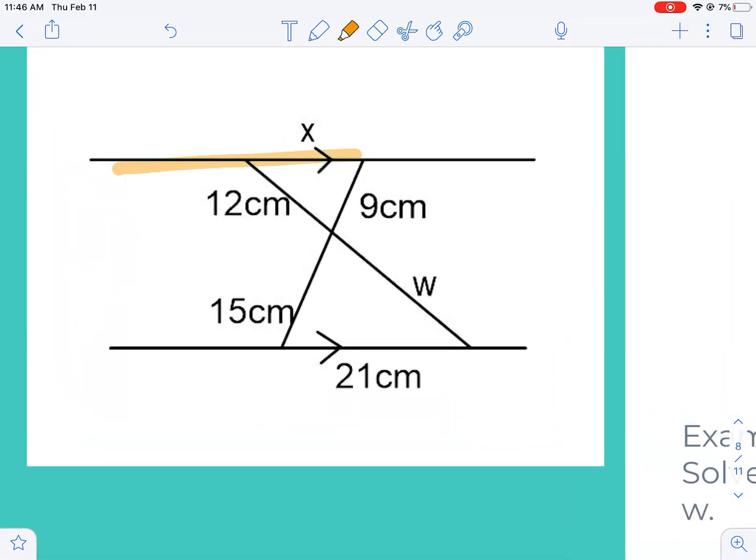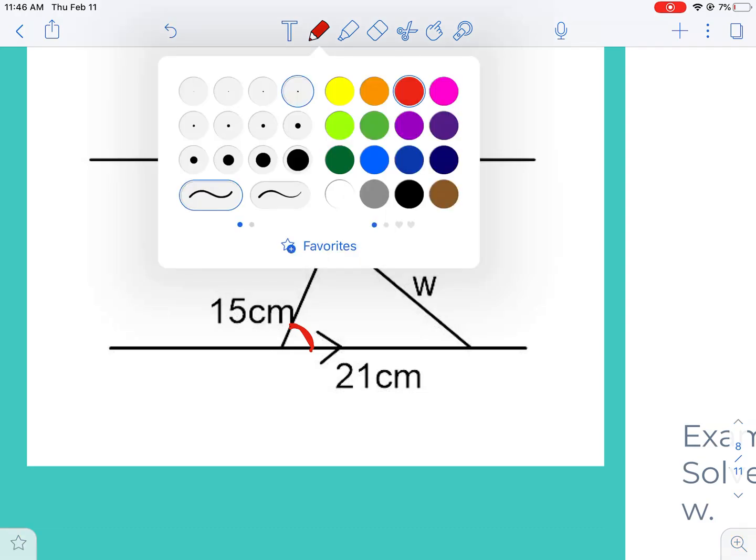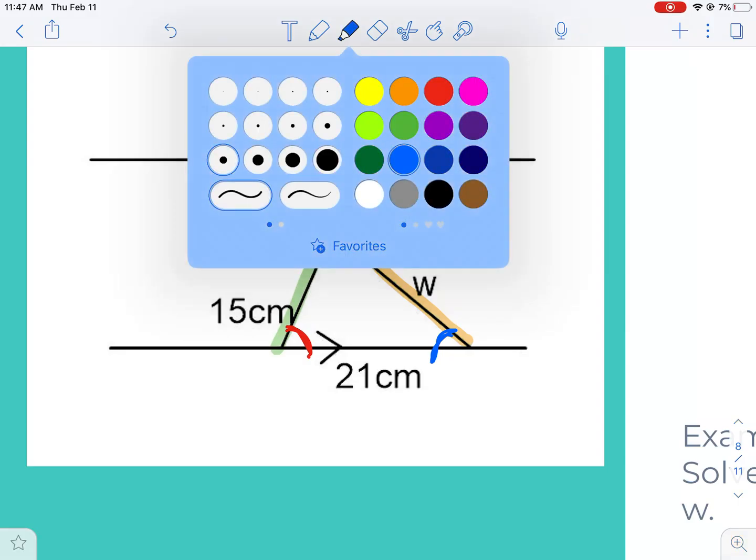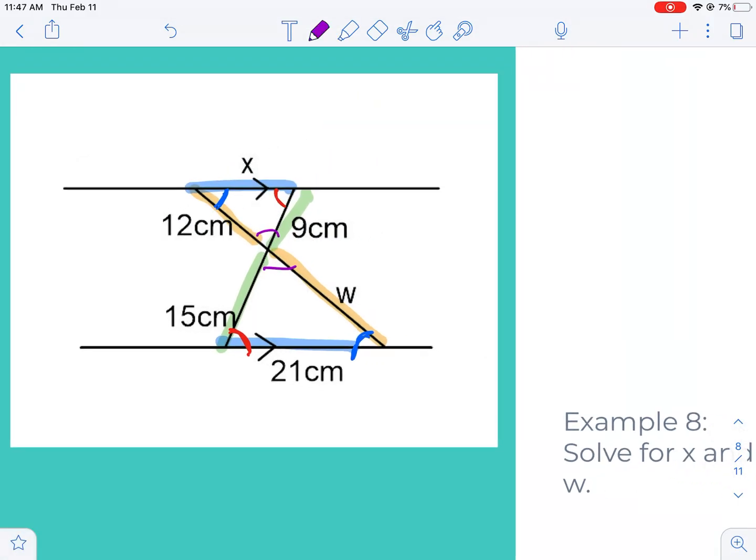On this next example, I've got parallel lines here being cut by 2 different transversals. So this angle and this angle will correspond. This angle and this angle are also alternate interior angles. And then I'll have those last angles in the center. So my triangles are kind of twisting around, if I can picture it, flipping up. So the 12 and the W match up, 9 and 15 match up, and X and 21 match up.